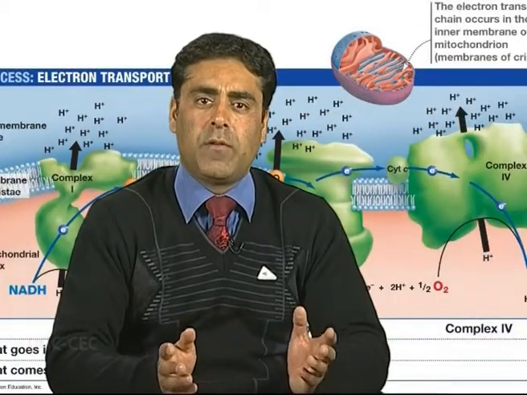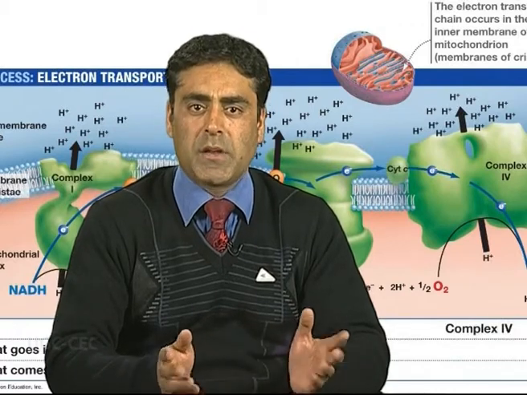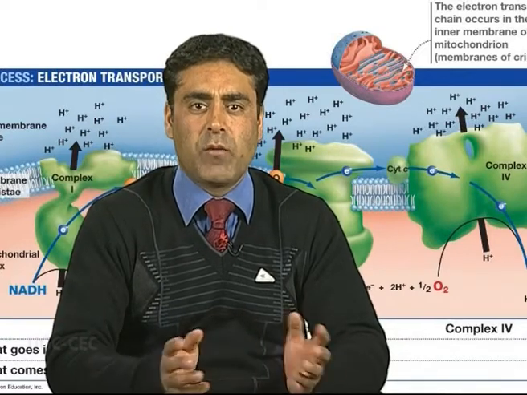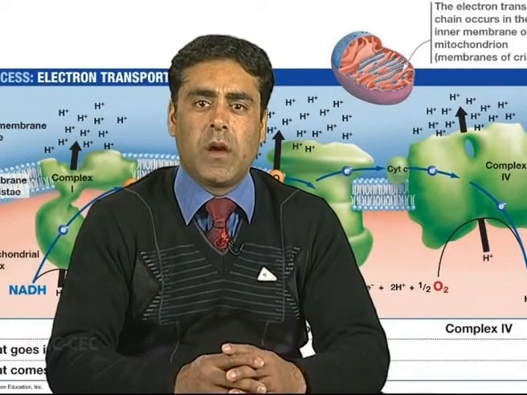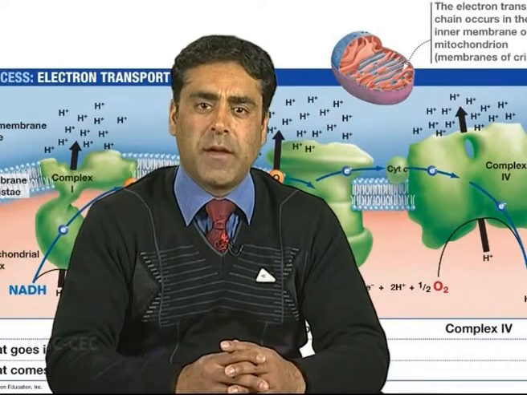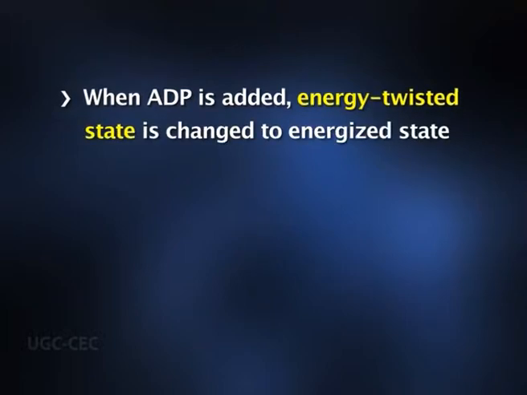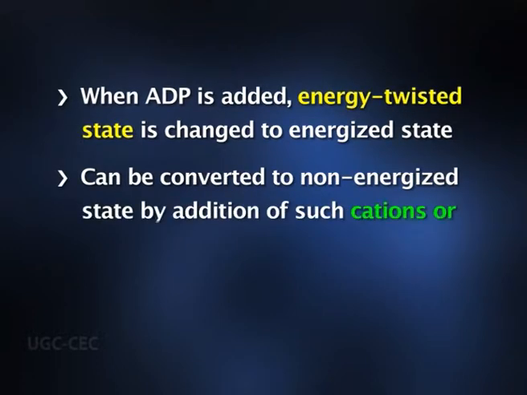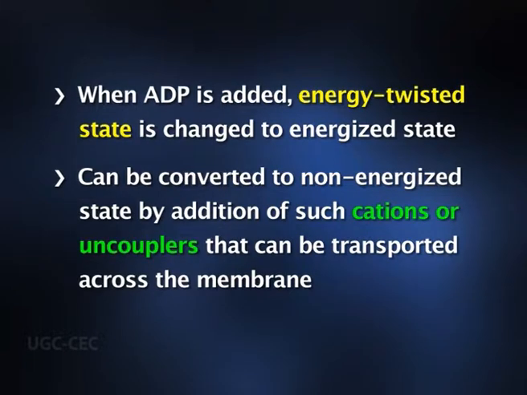When only inorganic phosphate and no ADP is supplied to mitochondria, the membranes of the cristae become convoluted, assuming a zigzag shape, whereas the stem of the ATP synthetase particles become elongated and the F1 part becomes spherical. When ADP is added, the energy twisted state is changed to the energized state, which can be converted to the non-energized state by addition of such cations or uncouplers that can be transported across the membrane.